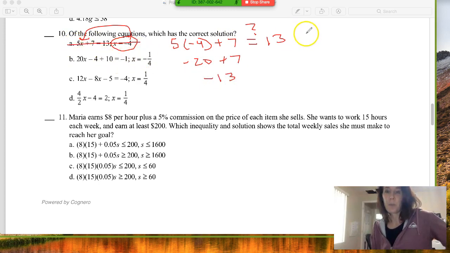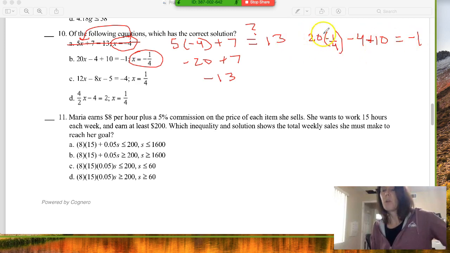Check the next one. We'll go 20, and then where x is negative 1/4. So I plug in a negative 1/4 for x. And then I subtract 4, and then I add 10. And that should equal negative 1.